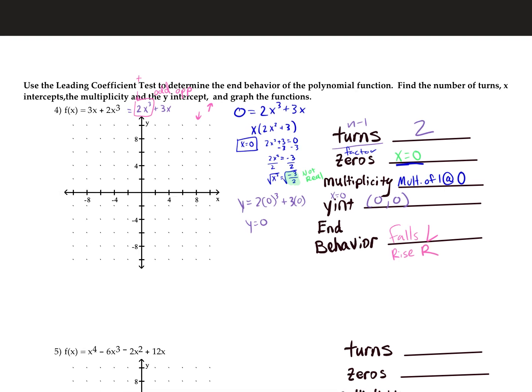And then last thing we could do is graph it. The only place that I cross the x and y axis is at 0. And then my graph is going to have that x cubed type of shape, so it falls to the left and then rises right. So it'll look something like this.